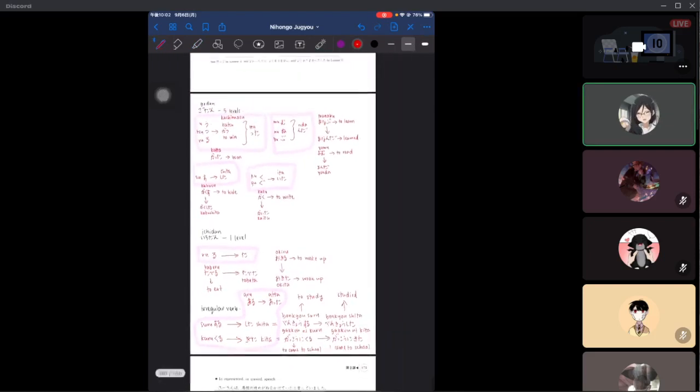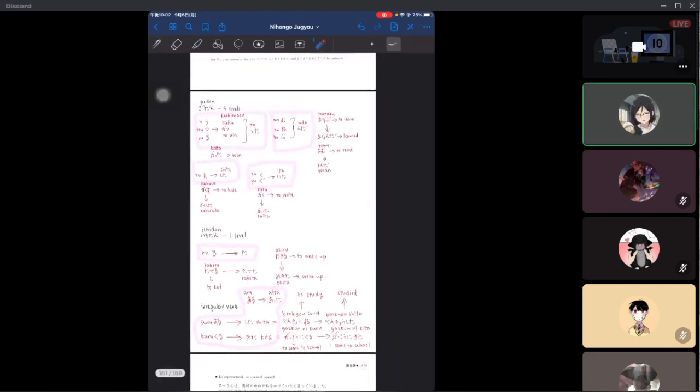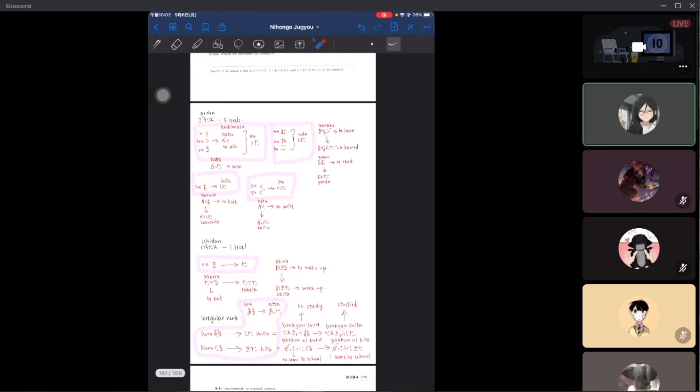So this is the formula for the verbs actually. The verbs. So far, is there any question? 大丈夫ですか? Yeah. 大丈夫, yes. Okay. So that is for the verb.